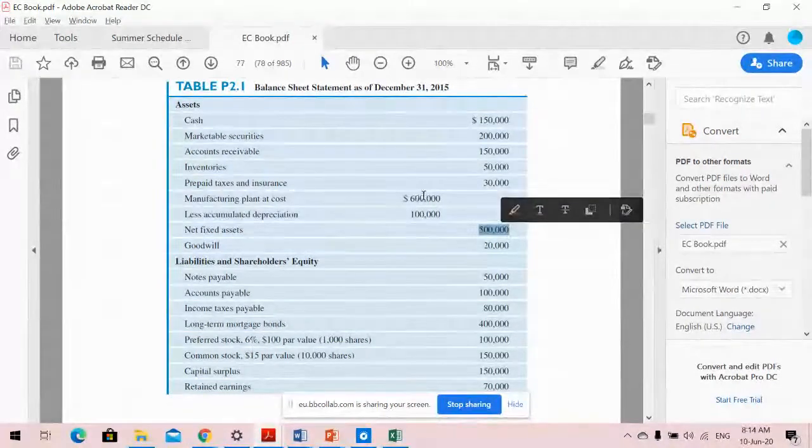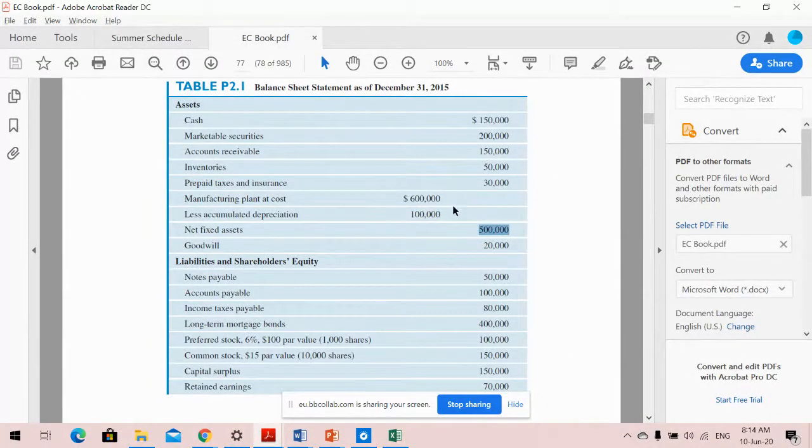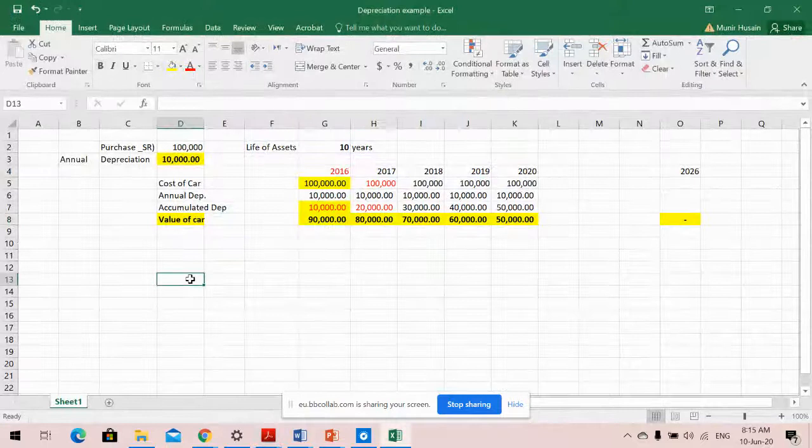So don't add this one again. In this column, anyone can see that this plant was built at a cost of 600. Now 100,000 has been depreciated, so the value of this plant, or net fixed asset, is 500. It is not part of current assets. Remember, it is part of long-term assets. Goodwill is 20,000. Now what is goodwill? I'll explain it to you. I'm explaining goodwill.